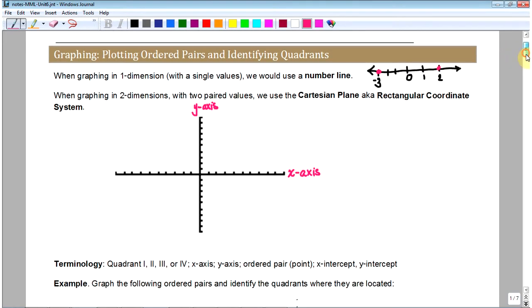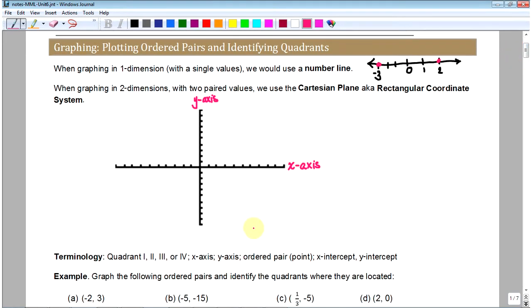In the Cartesian plane, there are 4 quadrants. The first quadrant is the upper right part. The second quadrant, you now move counterclockwise, will be the upper left part. The third quadrant is the lower left part, and the fourth quadrant is the lower right part, typically denoted with Roman numerals like I have drawn in there.